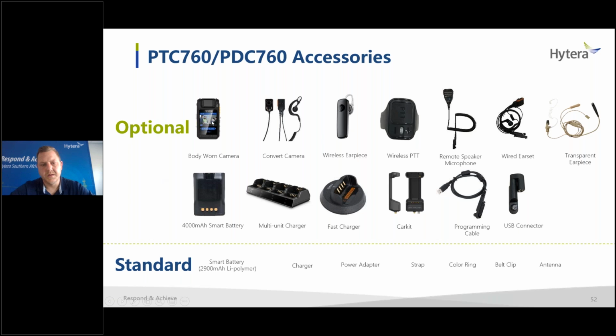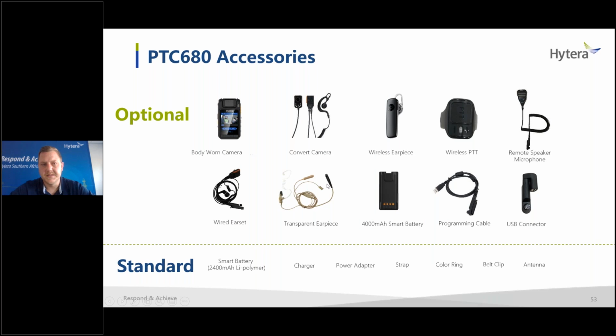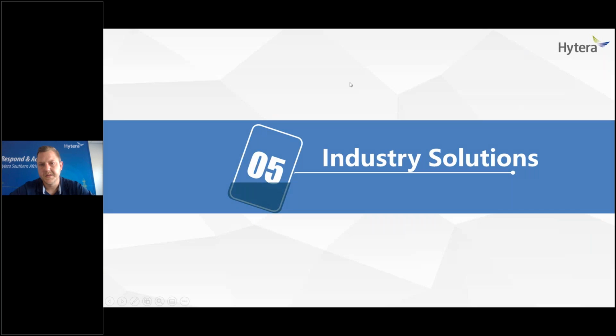Okay, and then if you buy a PDC 760 in the standard packaging, it comes with a 2,900 milliamp battery, charger, power adapter, strap, all the necessary things. If there's additional things that you require, there's also accessories available. And then also for the PTC 680, it shares the same accessories as the PDC 760.